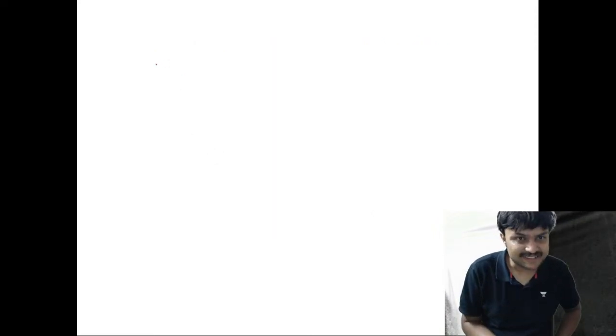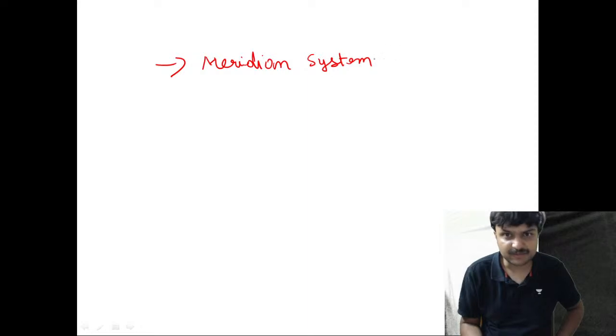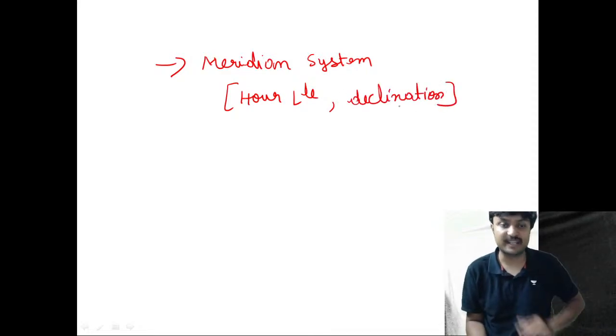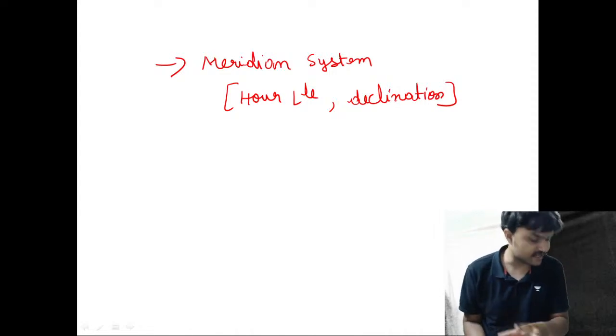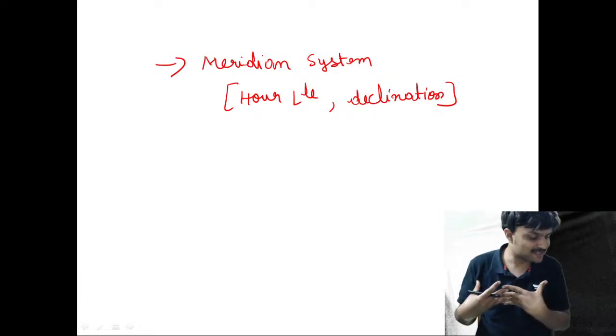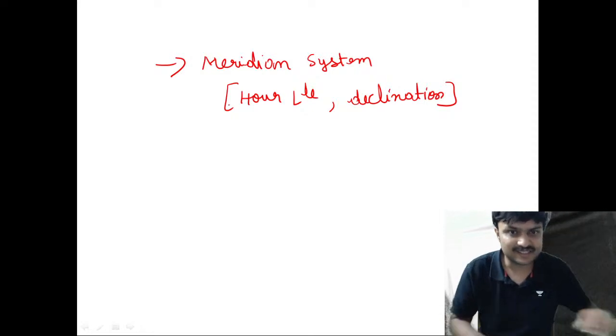So the next coordinate system we call the meridian system. This is not much widely used. Here we use something called hour angle and declination. I'm going to teach you how it looks with respect to the celestial sphere, and how these angles work. I can teach you only in the next class where I'll be bringing in diagrams, because without diagrams it's highly impossible to teach you how these coordinate systems work. So this is meridian.